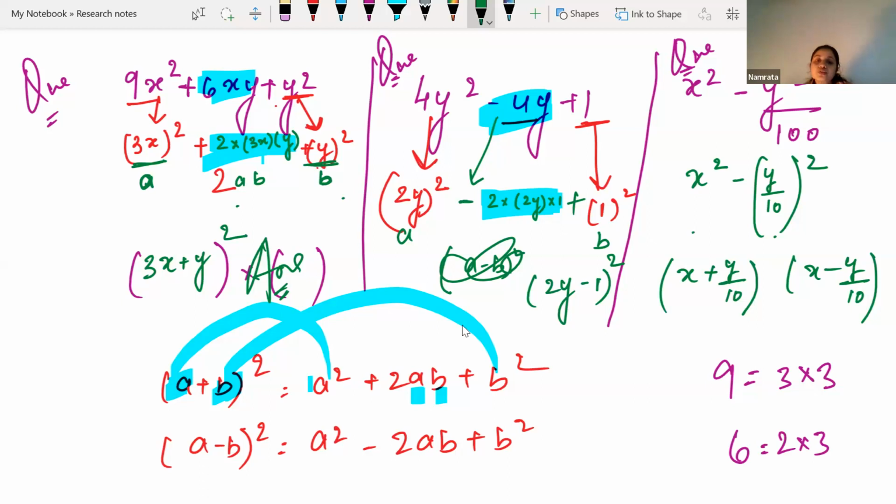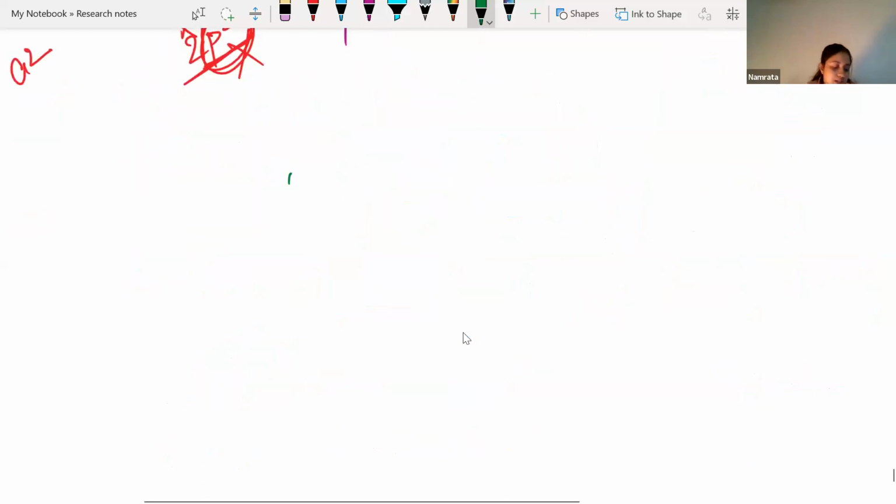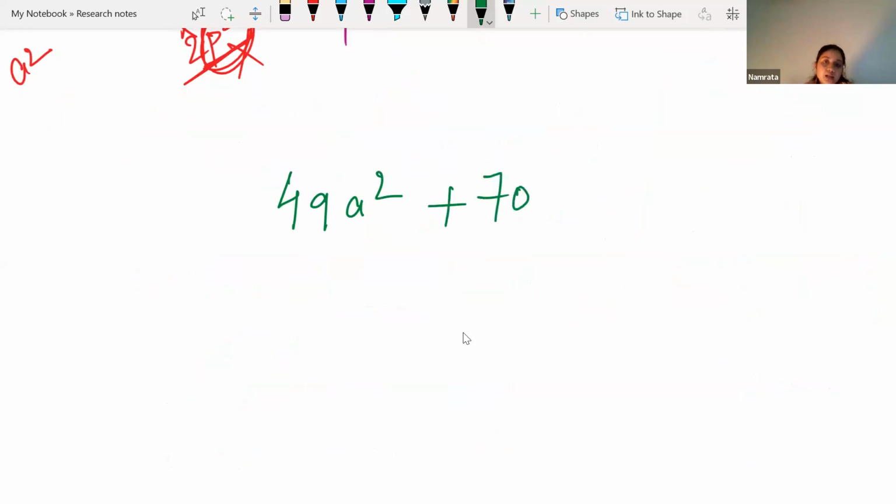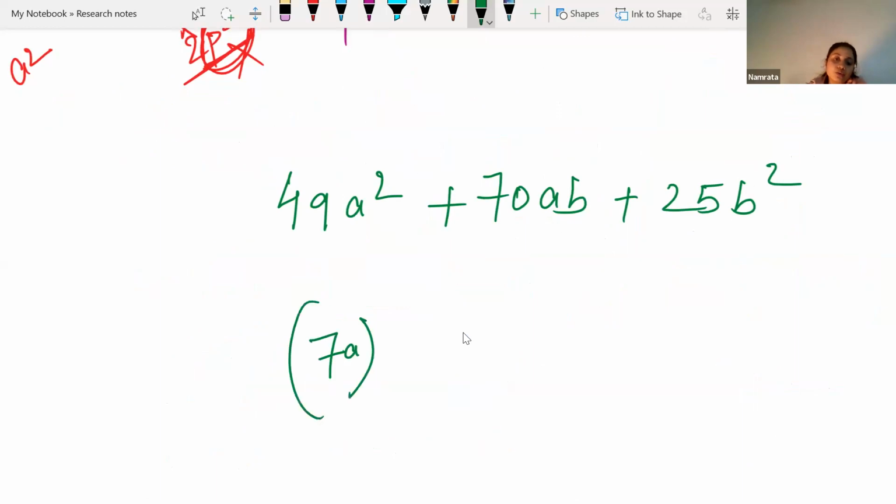One more question I got from the same concept: 49a square plus 70ab plus 25b square. What I said to you, it looks like we can write it in the form of a plus b whole square or a minus b whole square. So 49a square, we can write as 7a whole square. 25b square, we can write as 5b whole square.